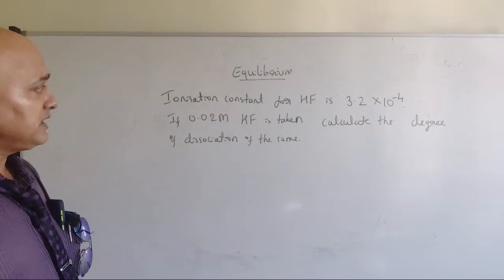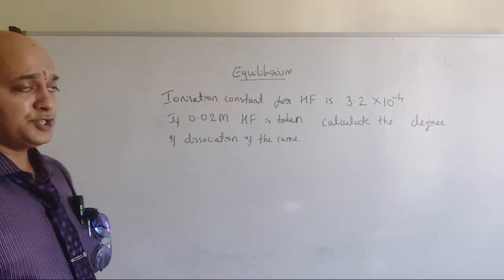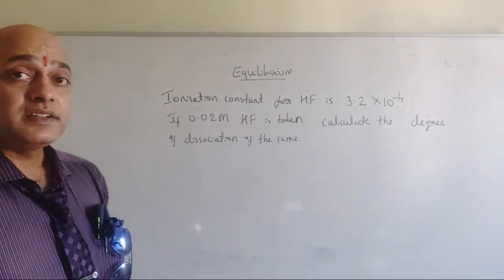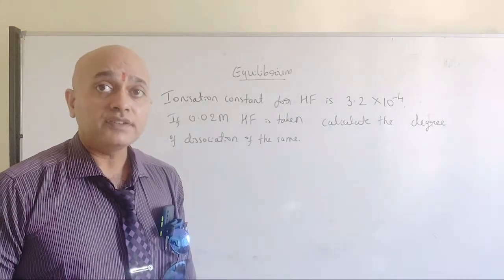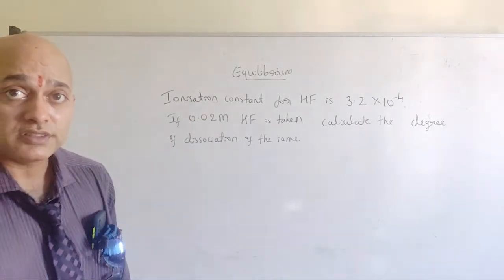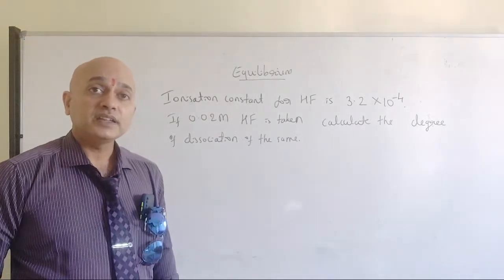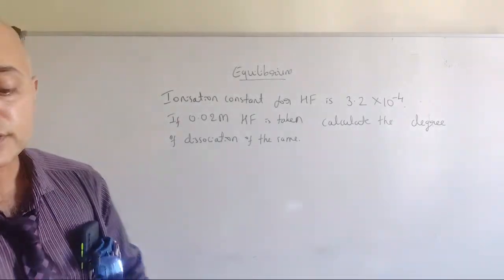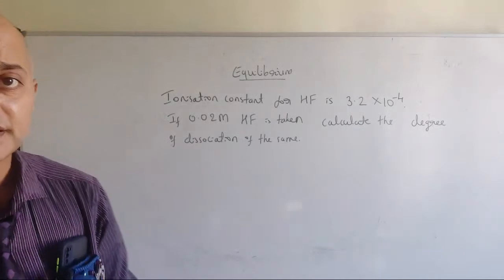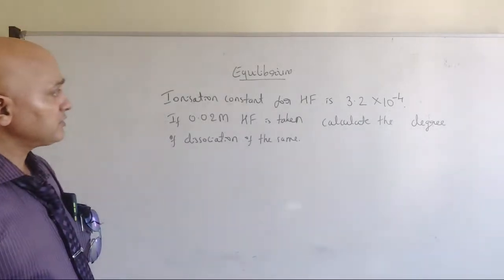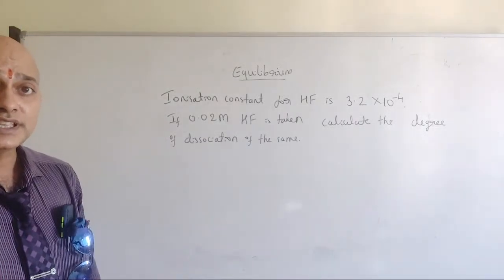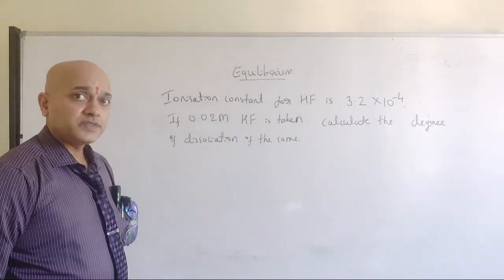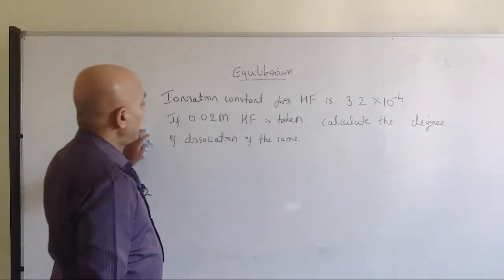Okay, we have to calculate the degree of dissociation. Now, it can be extended further: after finding the degree of dissociation, you can find out the concentration, and then even the pH of that particular solution. That one we are going to discuss. But before that, we have to find the degree of dissociation, that is the alpha value. All of you have understood? We have to calculate the alpha value.